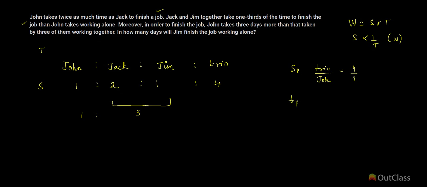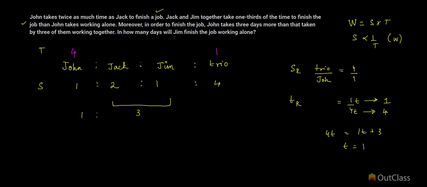The time ratio is going to be 1:4. It is given that John's time is 3 days more than that of the trio. So the 4t is 3 days more than the 1t. Solving this, you'll get t is equal to 1, which means time taken by John is 4, and the trio, if they did it together from start to finish, would take 1 day. So the time taken by the trio is 1 day, time taken by John is 4 days.